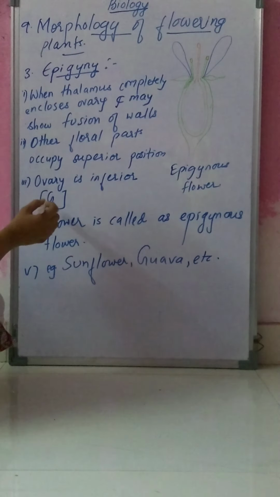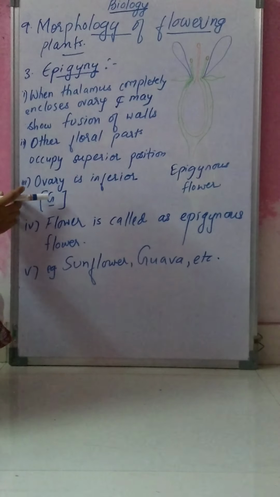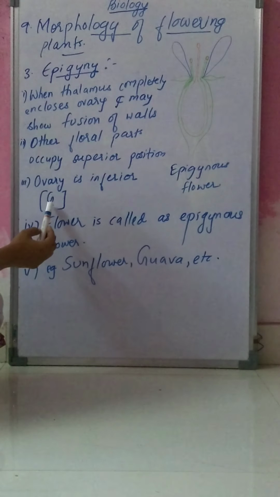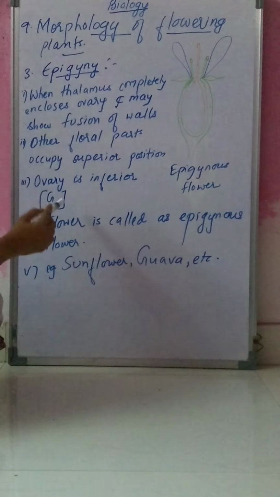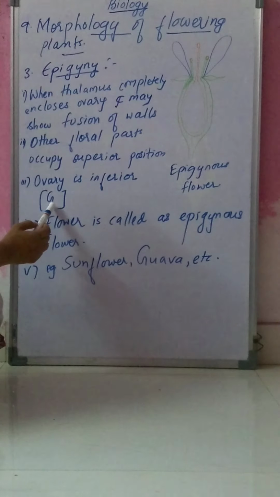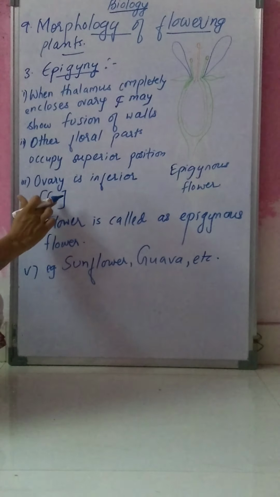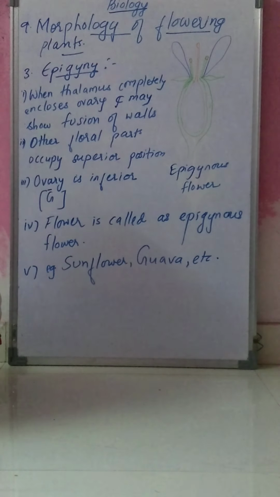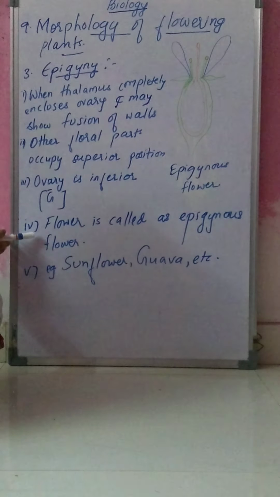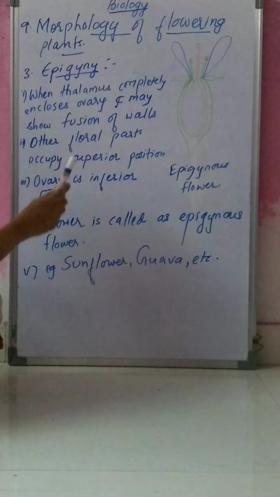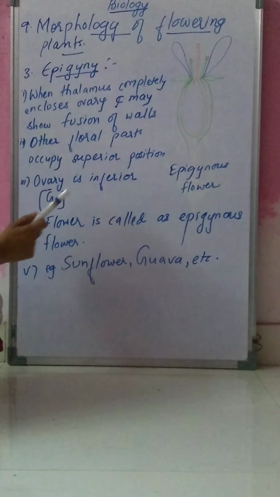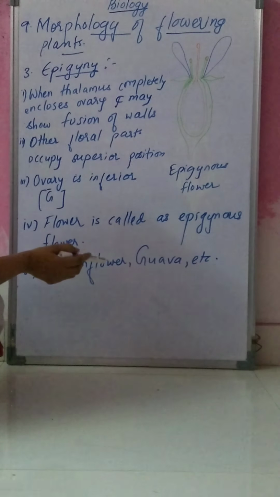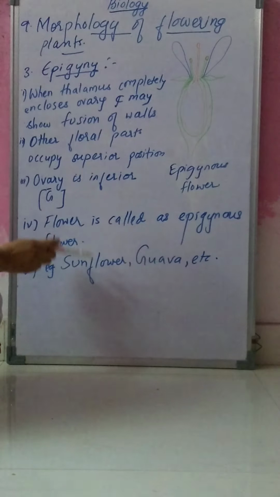And if you see, when an inferior ovary is present, it is indicated by a line which is present below the gynoecium. You can see the line is present, sorry, it will be above. This is known as an inferior ovary. This type of flower is called an epigynous flower. The example here is sunflower and guava.